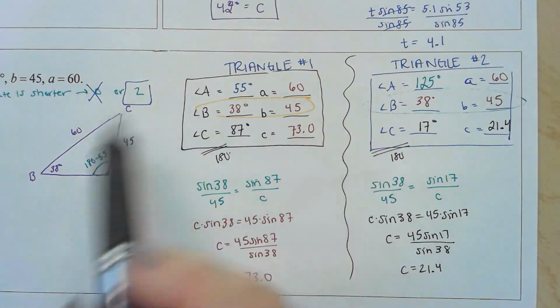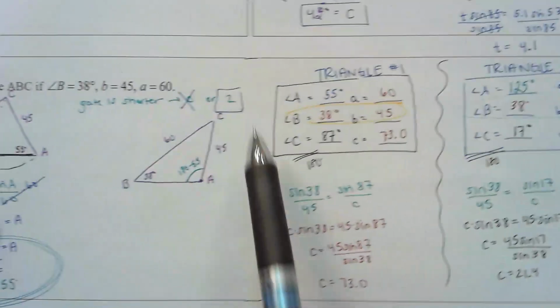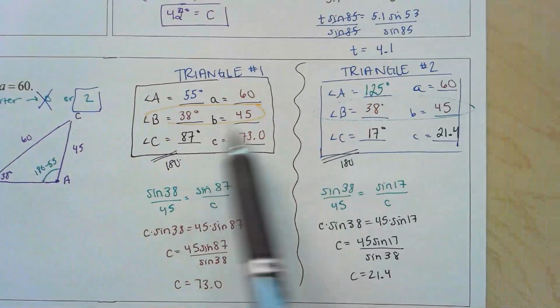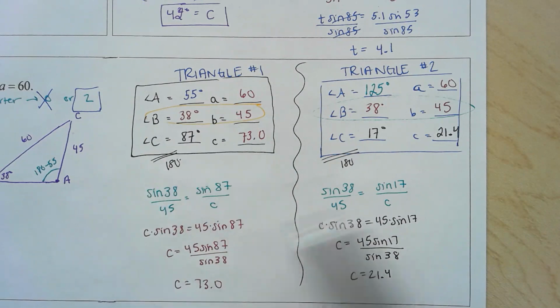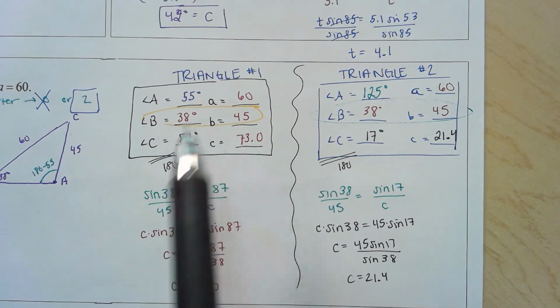So the math that we did in here is not anything new. What we're paying attention to is how many triangles are possible, and if there's 2, staying organized and making sure you're really paying attention to lining things up and using the right angle side pair.